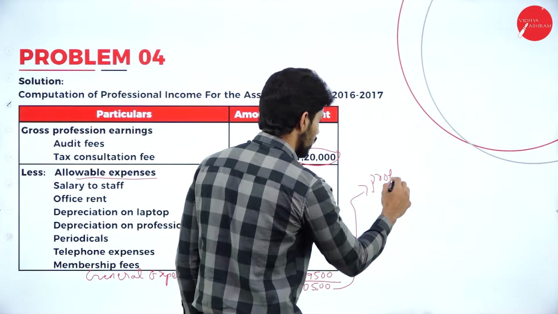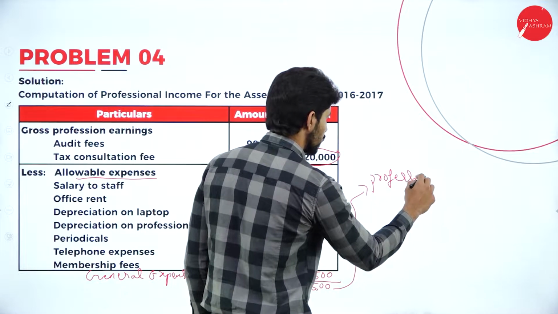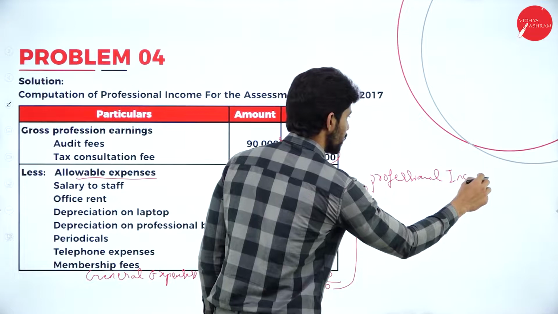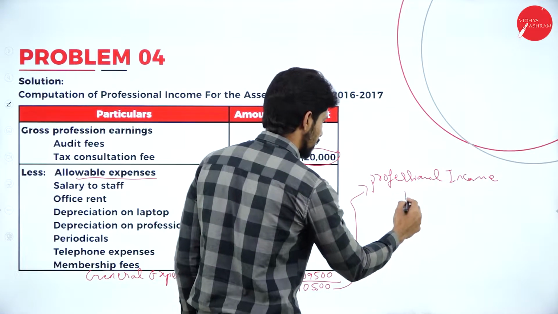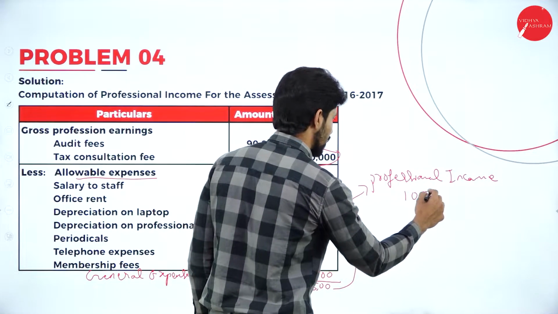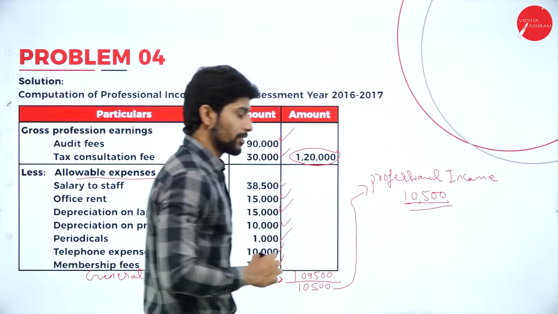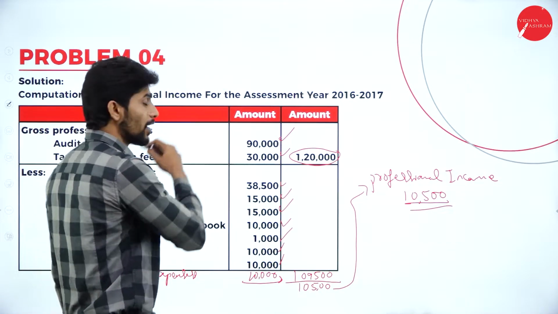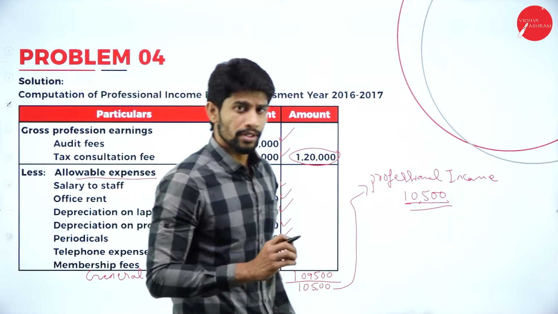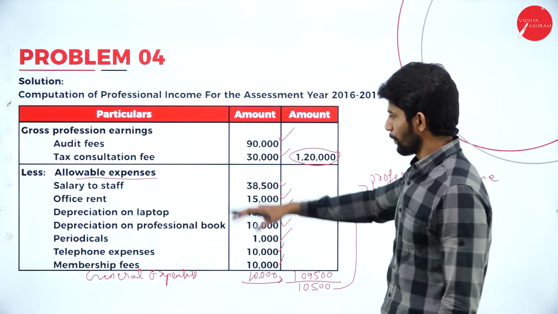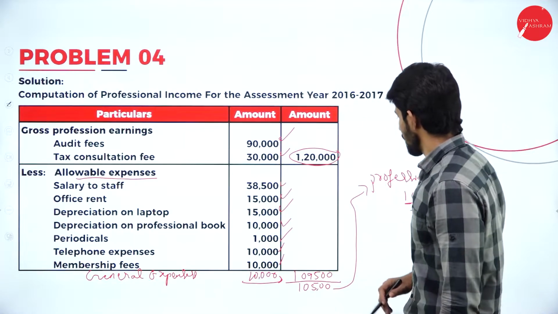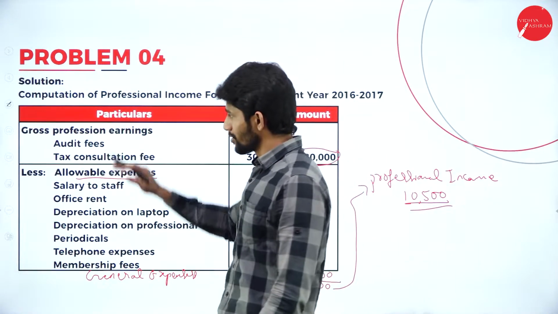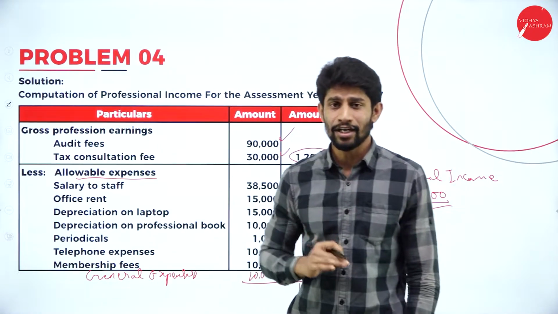So how much is the professional income? Professional income is 10,500. That's it. This is how you are supposed to solve the problem. First you are supposed to add all the professional incomes, then from professional incomes less professional expenditures, whatever balance you get is going to be the professional income. This is with respect to a chartered accountant.